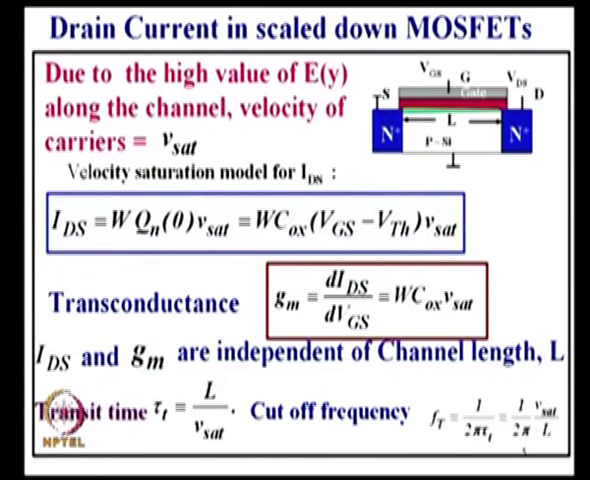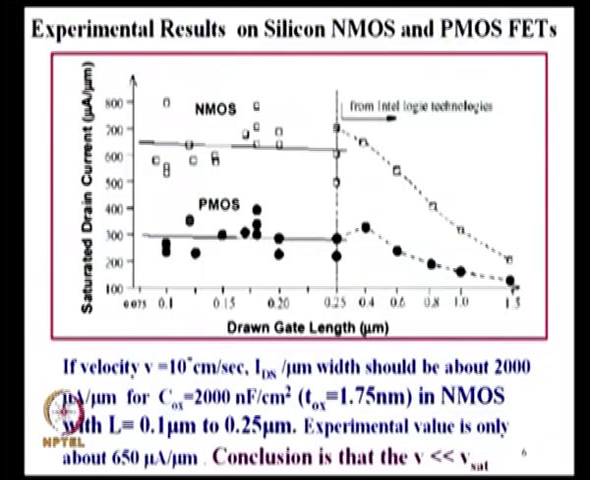Drain current is independent of the channel length. Both N channel MOSFET and P channel MOSFETs show the same characteristics. There is a difference in these two numbers because of the difference in the mobility and the difference in the saturation velocity, you can say. But if you calculate this, you have to watch very carefully.